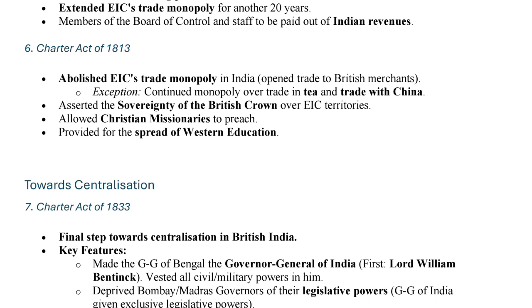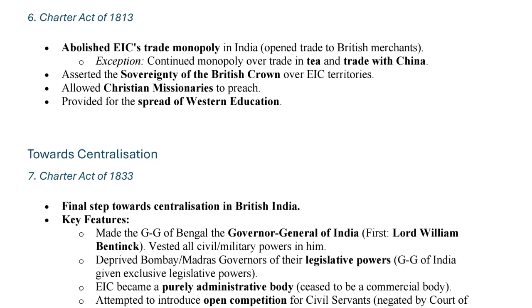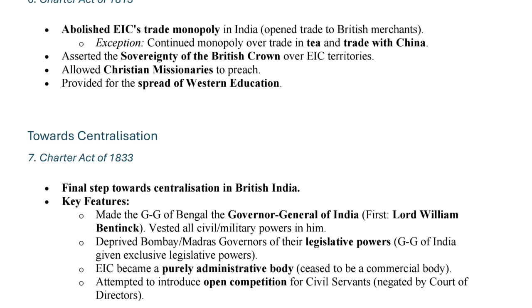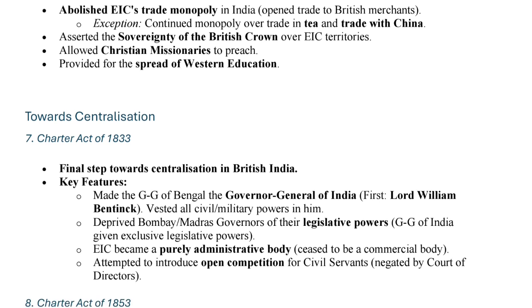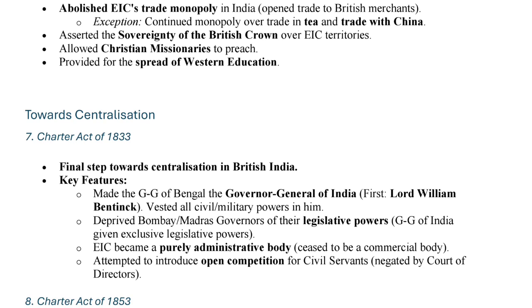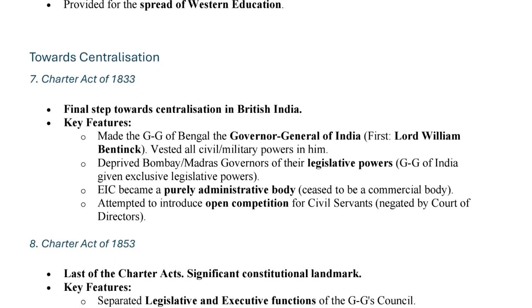6. Charter Act of 1813 abolished EIC's trade monopoly in India, opened trade to British merchants. Exception: continued monopoly over trade in tea and trade with China. Asserted the sovereignty of the British Crown over EIC territories. Allowed Christian missionaries to preach. Provided for the spread of Western education.